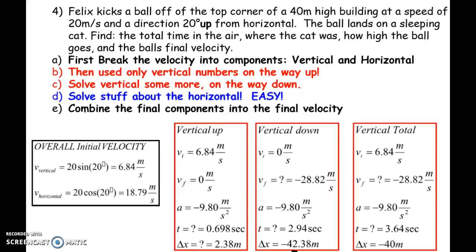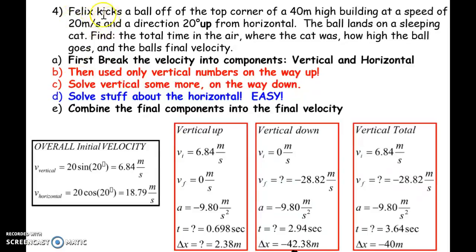All right, so this is a screencast on number 4 from the Projectiles worksheet. This is the first one where we have the initial velocity having both a vertical and a horizontal component. So it's a little trickier, it's a harder level. Let's take a look at what's happening here.